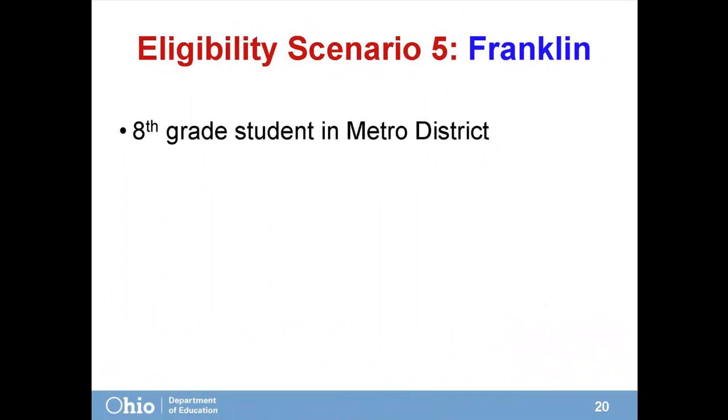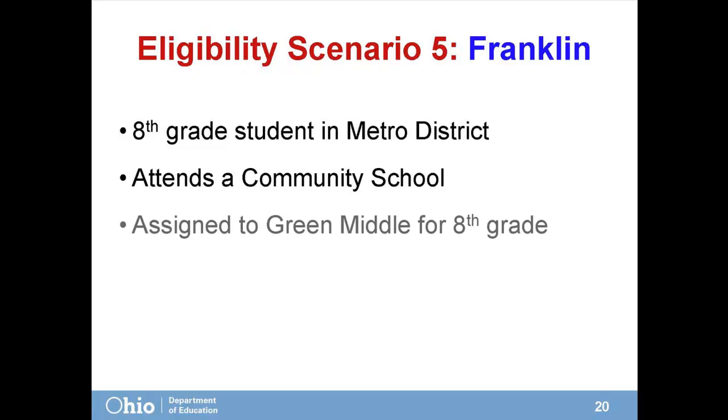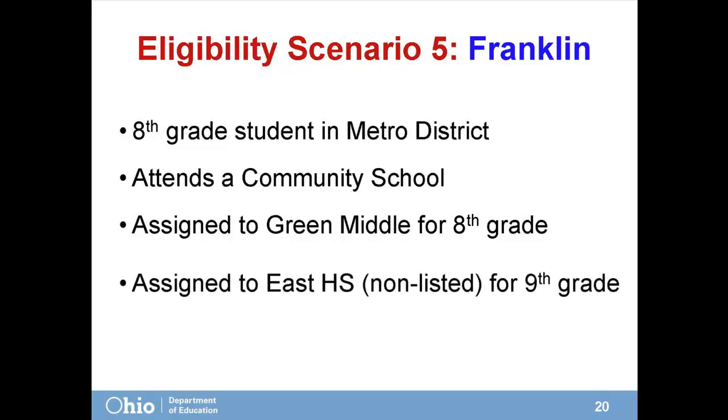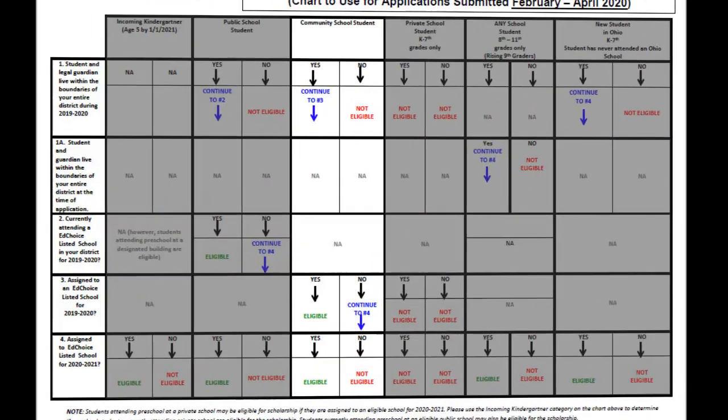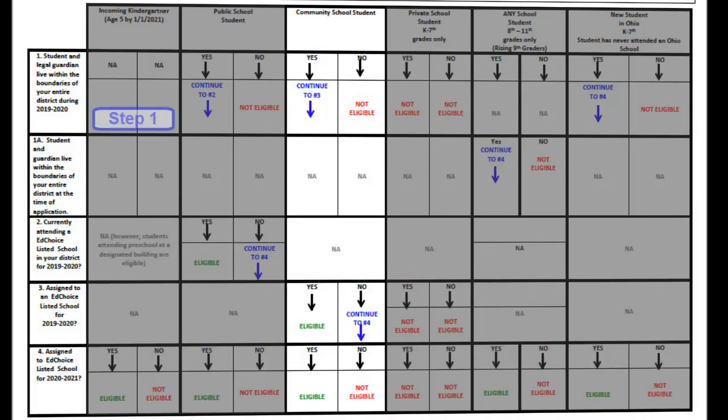Our next example is Franklin. He is an 8th grader living in the Metro Public School District. According to district enrollment information, Franklin is attending a local community school. The Metro school that he would be assigned to attend for 8th grade is Green Middle School, an eligible school, but East High School, where he would be assigned for 9th grade, is not an eligible school. Is Franklin eligible?